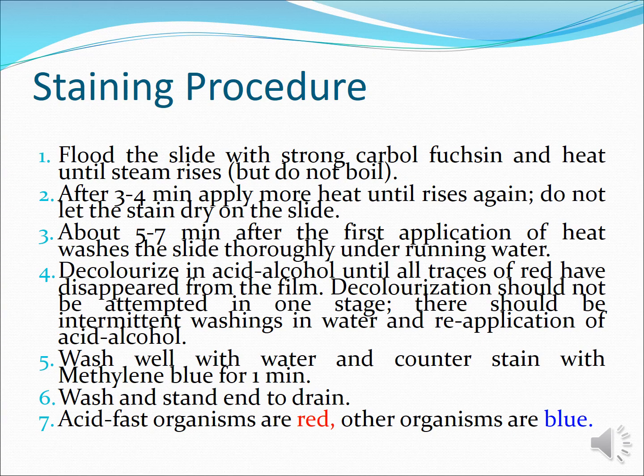So the steps: flood the slide with the strong carbol fuchsin and heat until the steam rises, but do not boil. After 3 to 4 minutes, apply more heat until the steam rises. Do not let the stain dry. About 5 to 7 minutes of intermittent heating is required. Decolorize with acid alcohol until traces of red have disappeared. As I told you, it should be pure, colorless.